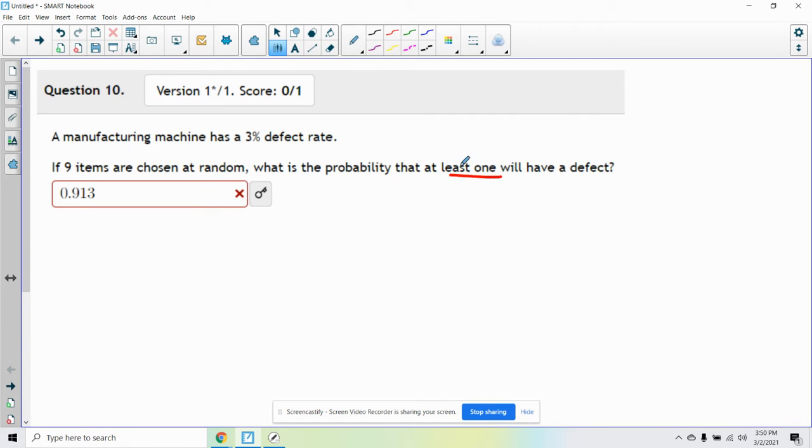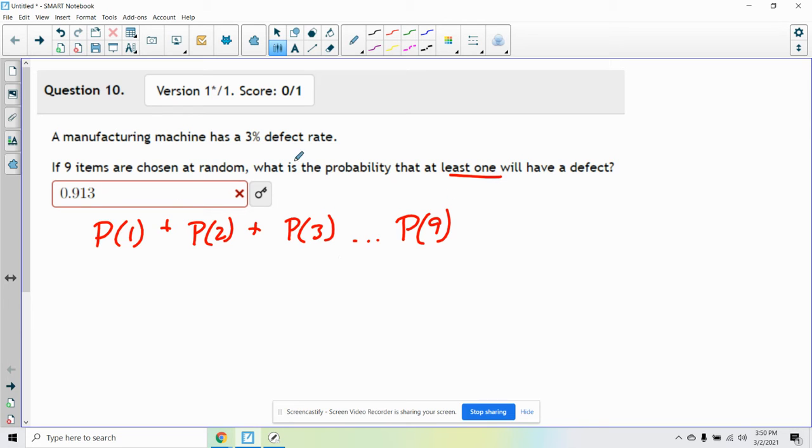So at least one means the probability of one having a defect, and the probability of two having a defect, and the probability of three having a defect, all the way up to the probability of all 9 being defective. So I'm going to add those up, but that's a painstaking process. You can do that. It's just going to take a while.